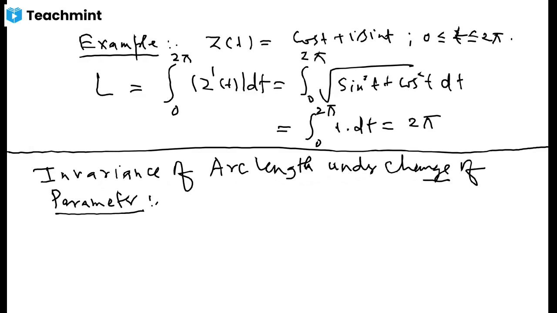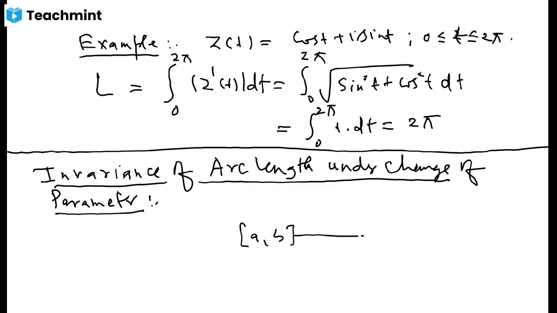When we say change of parameter, you have the parameter interval [a, b], and your arc is defined. You are considering the smooth arc. Let this be z(t). Your arc is defined from this interval to the complex plane. It is a smooth arc, and this is the parameter interval, and t is the parameter. What we want to do is to check whether, if we change the parameter, it will change the arc length of the curve or not.